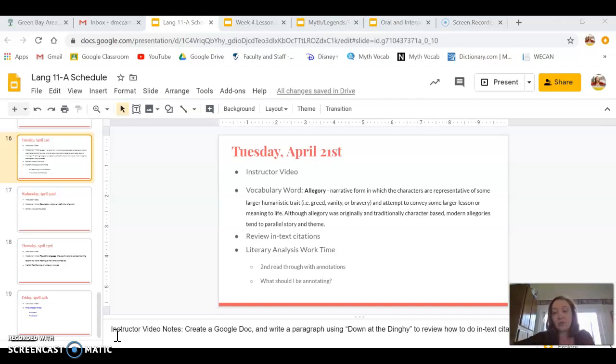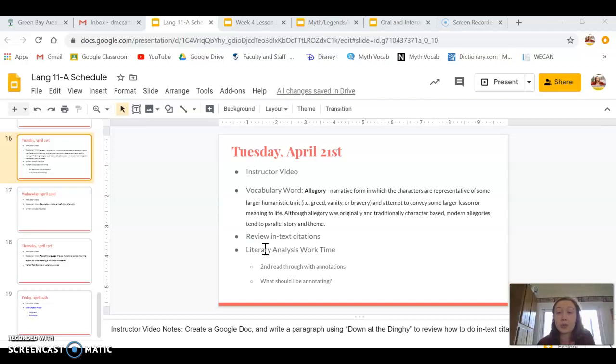Let's get into our vocabulary first. The vocabulary word is allegory, the narrative form in which the characters are representative of some larger humanistic trait, such as greed, vanity, or bravery, and attempt to convey some larger lesson or meaning to life.